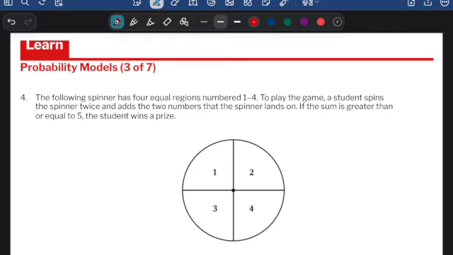Number 4. Here's another chance experiment. The following spinner has 4 equal regions, numbered 1 through 4. To play the game, we spin the spinner 2 times, and we add the numbers together. If the sum is greater than or equal to 5, the student wins a prize. So this is similar to the experiment that we did in lesson 1.